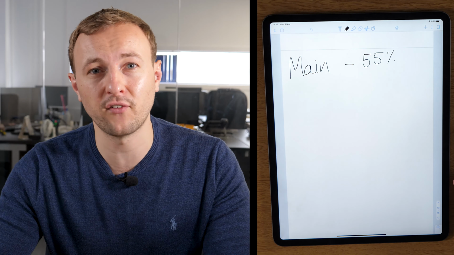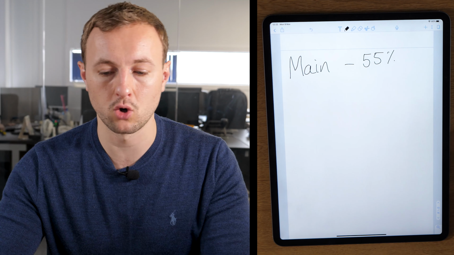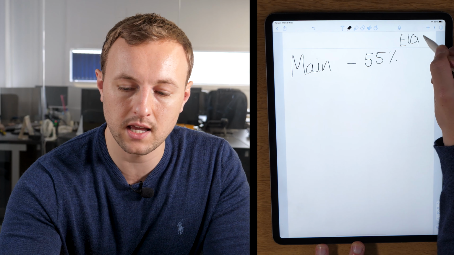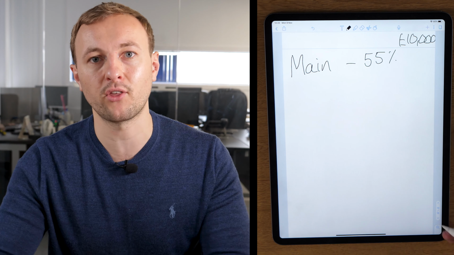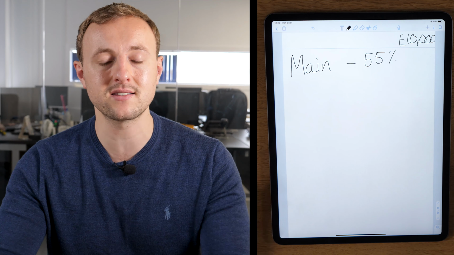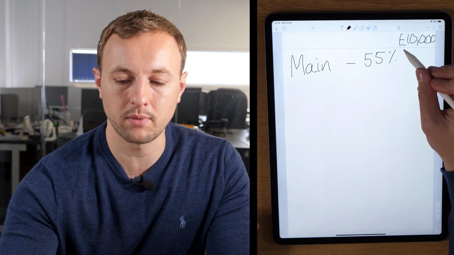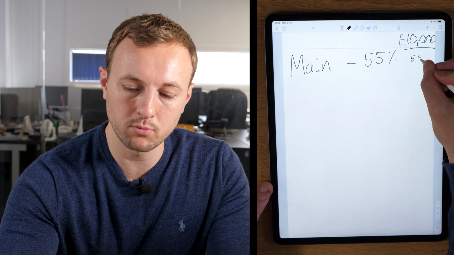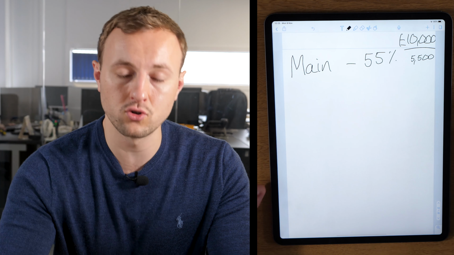Okay, some people say 50, and as you build up, this will drop. So let's make the assumption that you earn, just to make the numbers easy, £10,000 every month. I know this is not realistic for most people watching, but let's say that is the case. You're earning £10,000 a month. So that means in your main account, it should be 5,500.